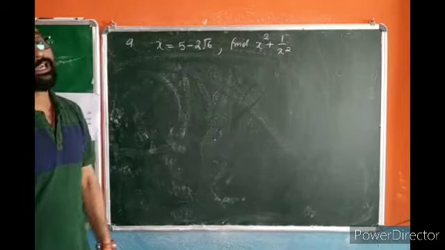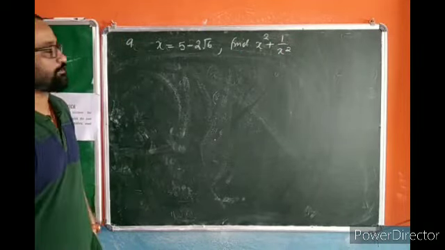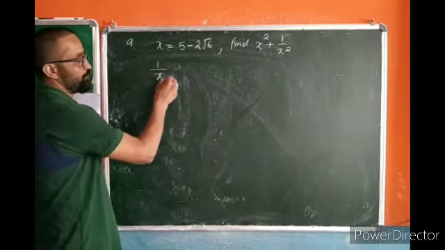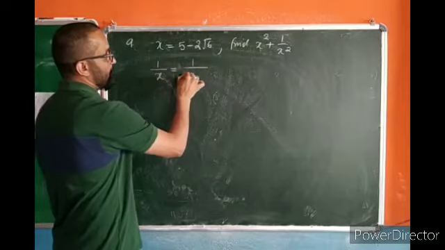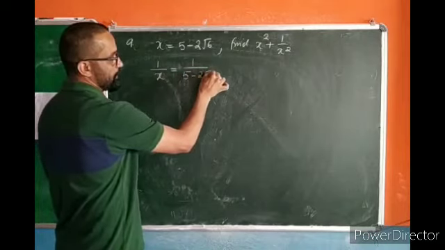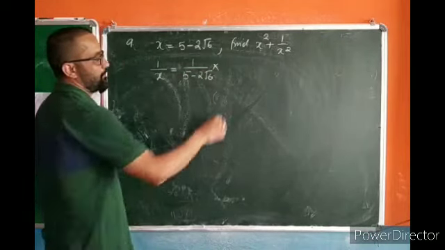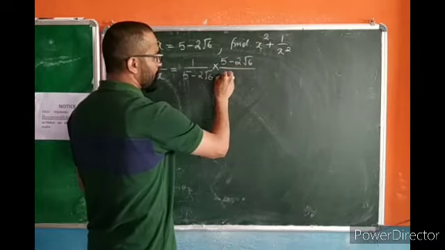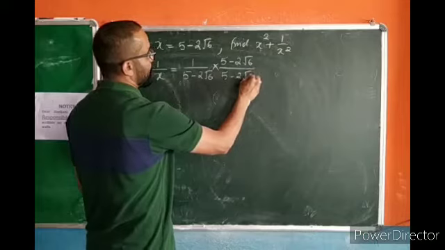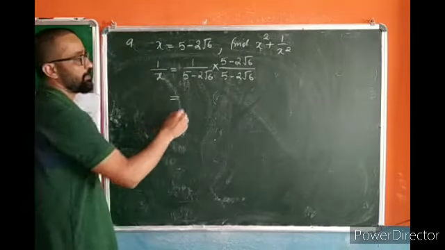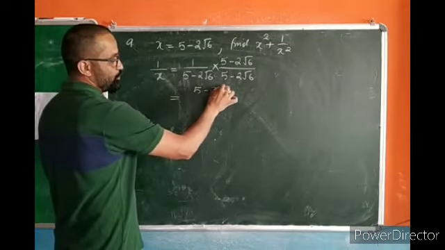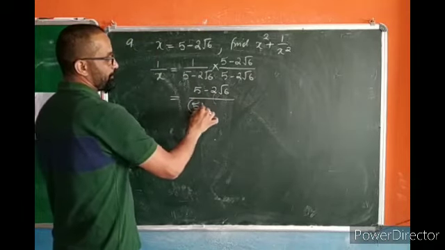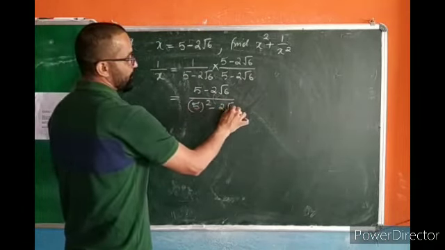We calculate x plus 1 by x first. So we get 1 by x calculation: 1 divided by 5 minus 2 root 6. Rationalize this. I'm writing directly 5 minus 2 root 6 in the numerator, and in the denominator 5 squared minus 2 root 6 whole square.